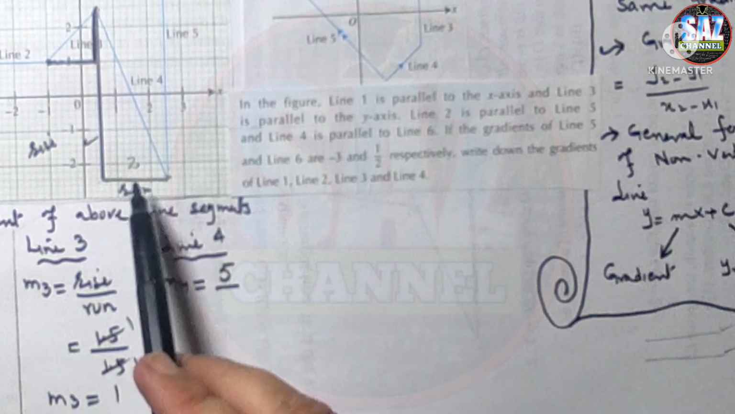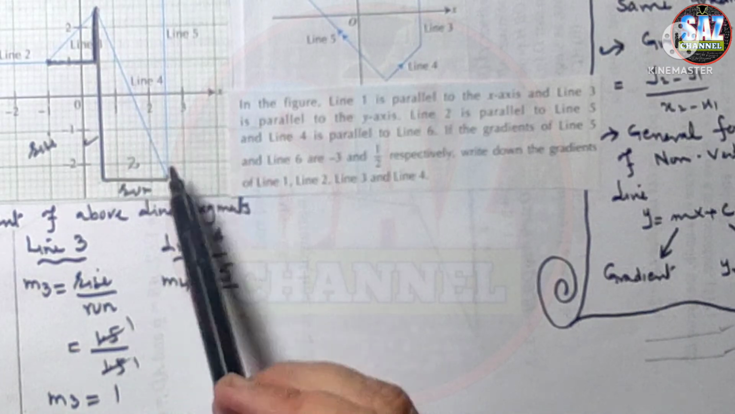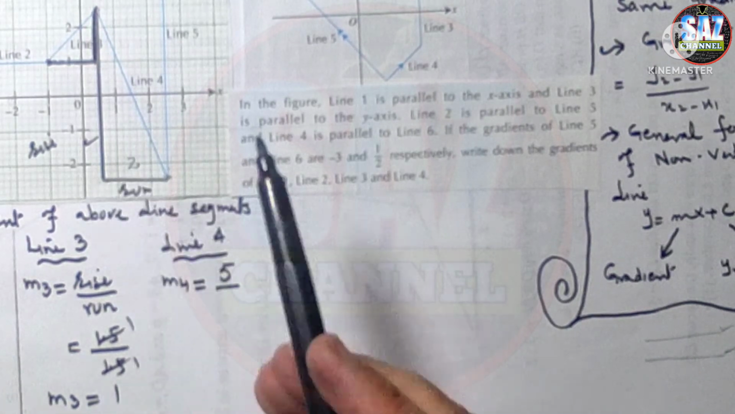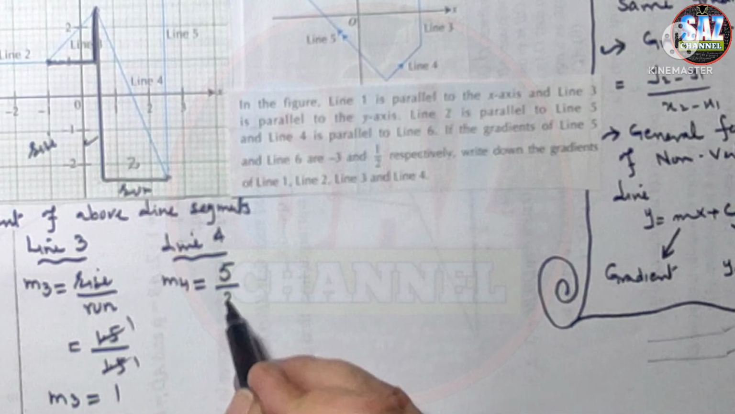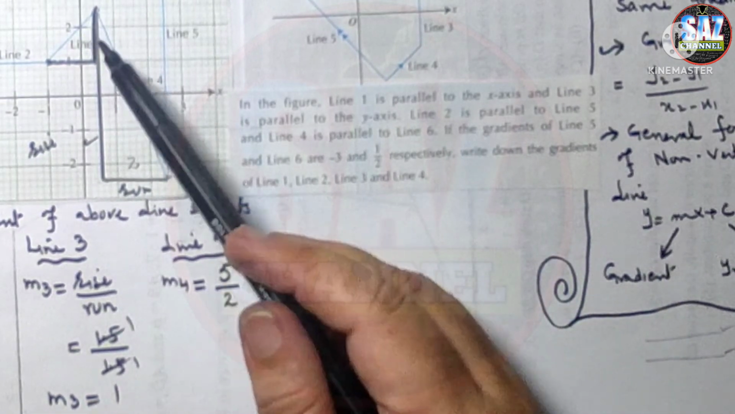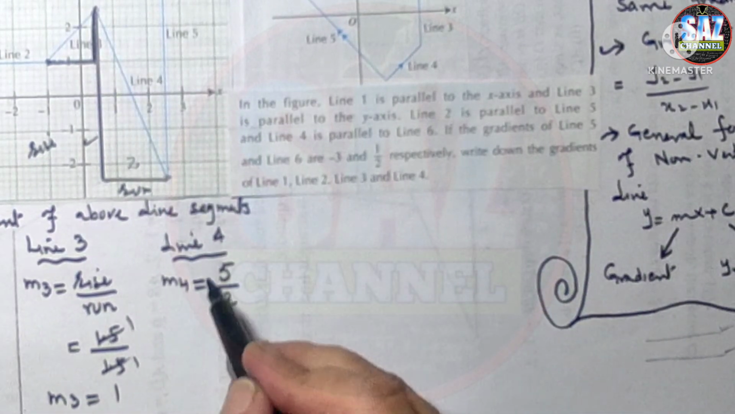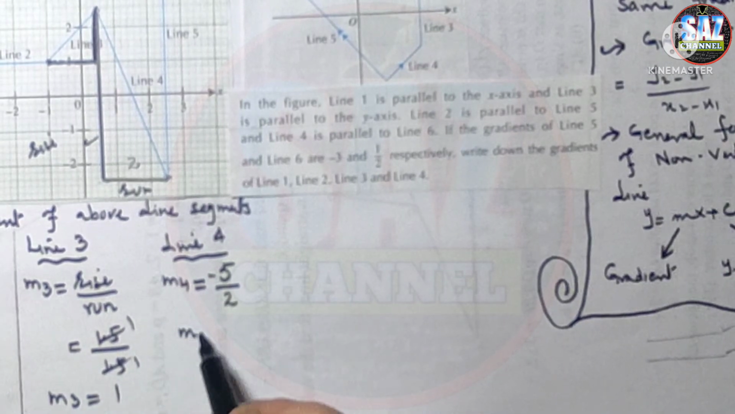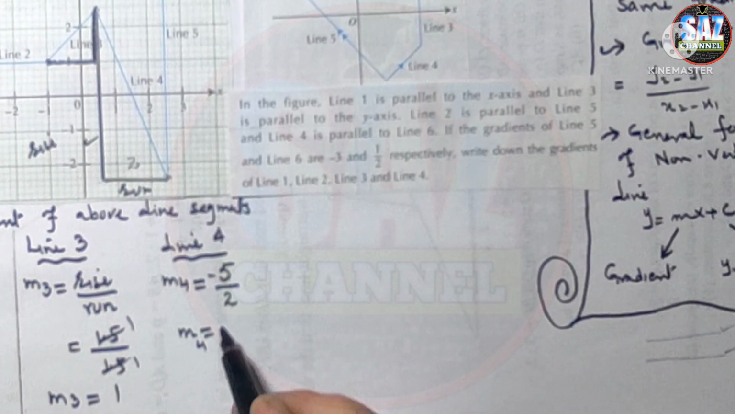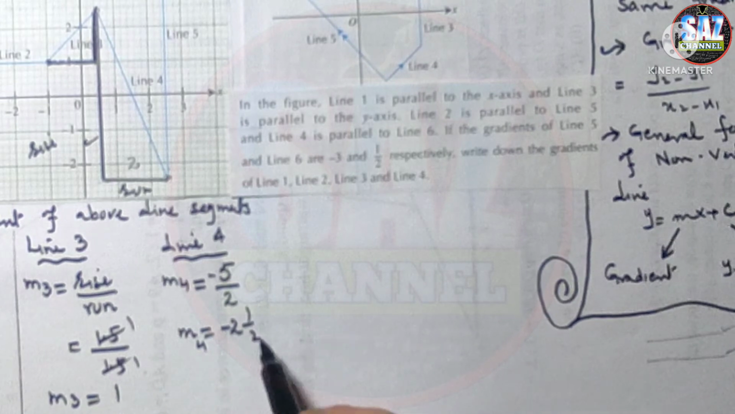And on the run side, again from 1 to 2, 1 definite, and 0.5 over here, a half block, so 5 by 2. And secondly, the line is in the 2nd and 4th quadrant, falling trend, so gradient of line 4 will be minus 2 whole 1 by 2.